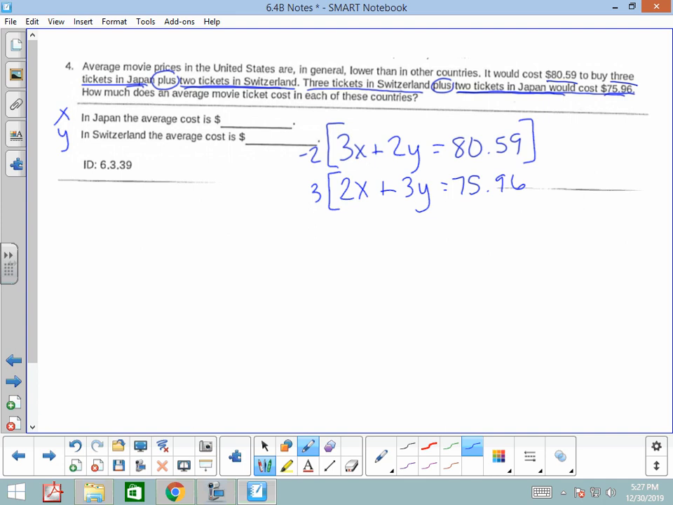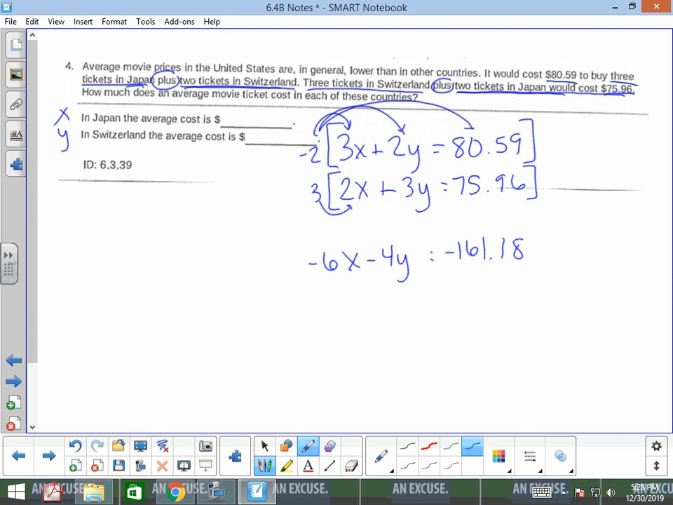I just want them to be different signs. Same number, different signs. So the top one is going to be -6x minus 4y equals -161.18. That's when I multiplied everything by -2. Down here, I'm going to multiply everything by +3. So that's 6x plus 9y equals 227.88. When I add them together, my x's are eliminated.